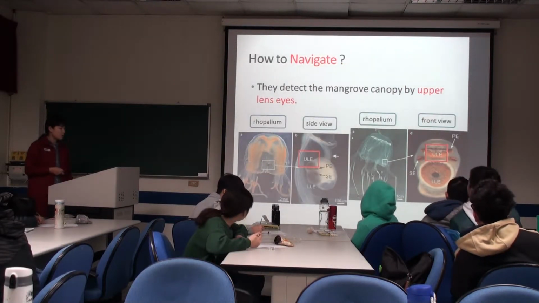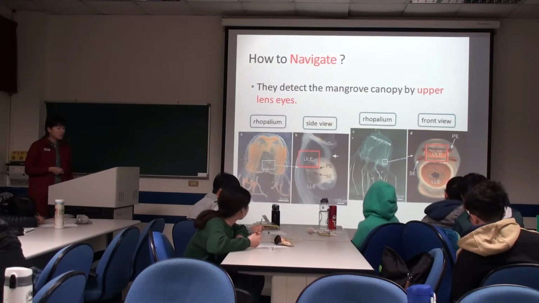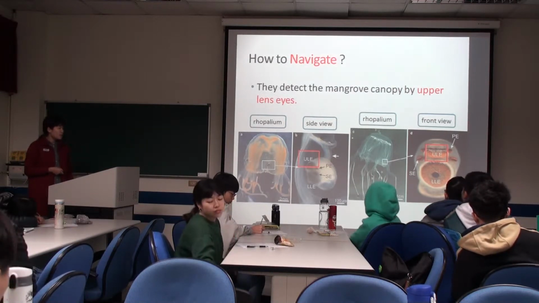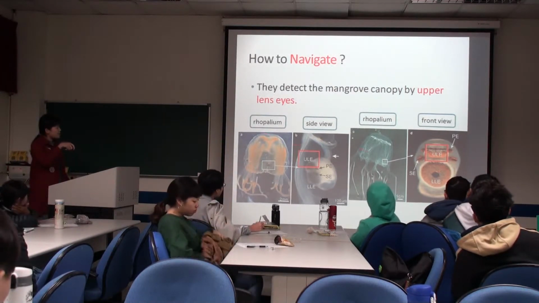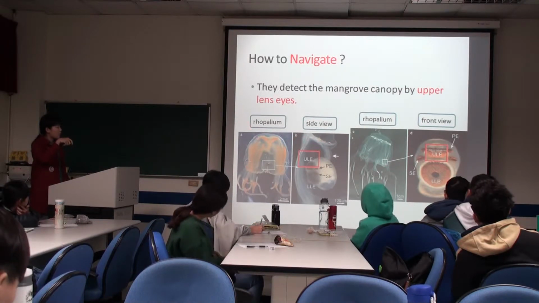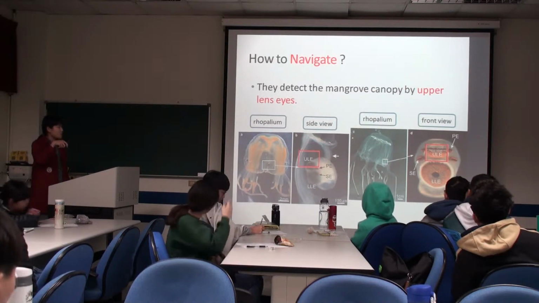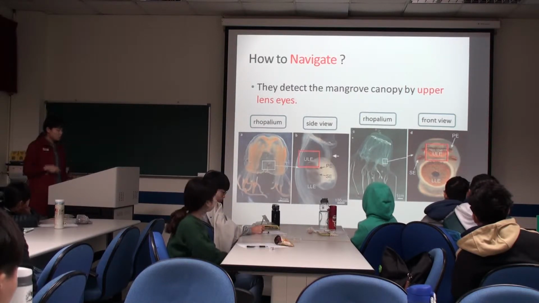Third, how do they navigate? They detect the mangrove canopy with the upper lens eyes. You can see pictures A and C are the structure of the rhopalia, picture B is the side view of it, and picture D is the front view.